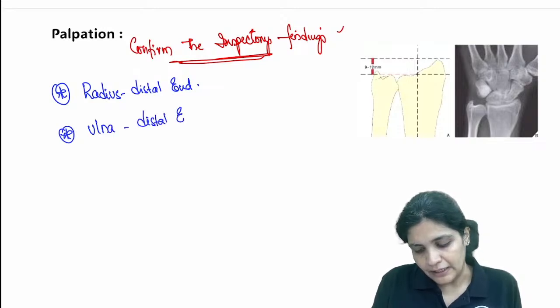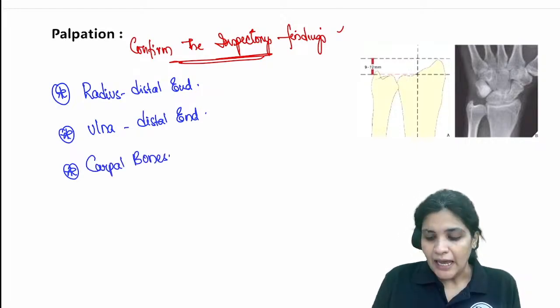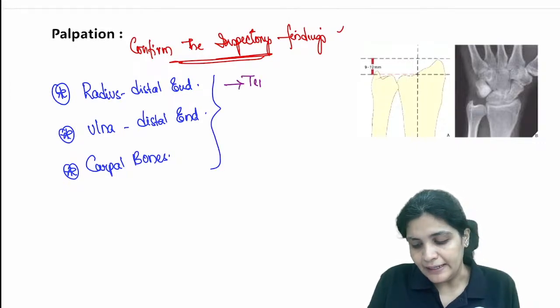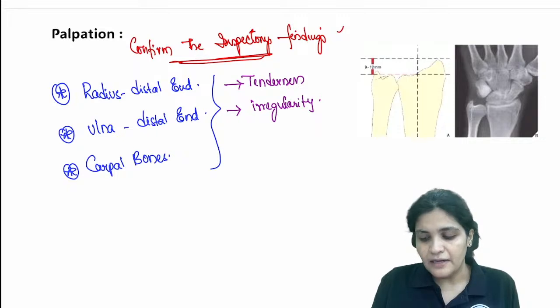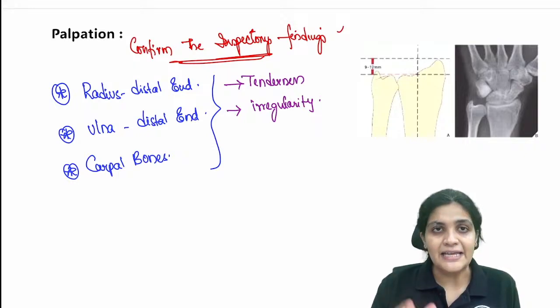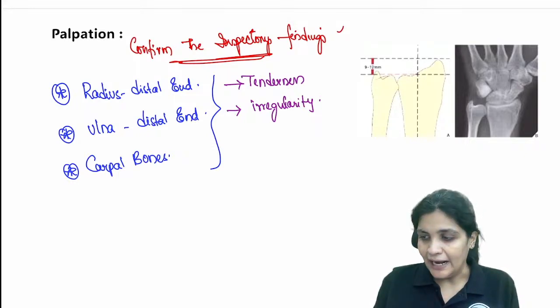distal end of the ulna, yes. Then you will examine the carpal bones, right? And now, what do you examine in this? So, you will look for any tenderness, right? You will look for any irregularity, right? So, you will look for tenderness and bony irregularities in case of all these structures. So, one is your distal end of the radius and one is the distal end of the ulna and your carpal bones, right?